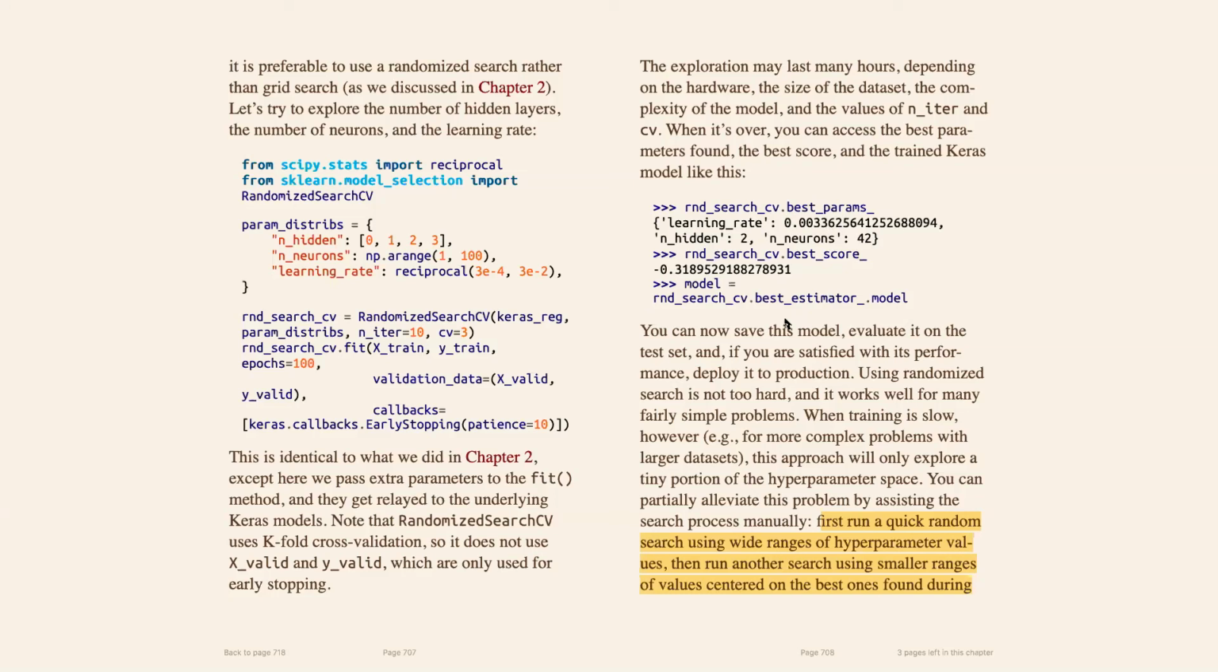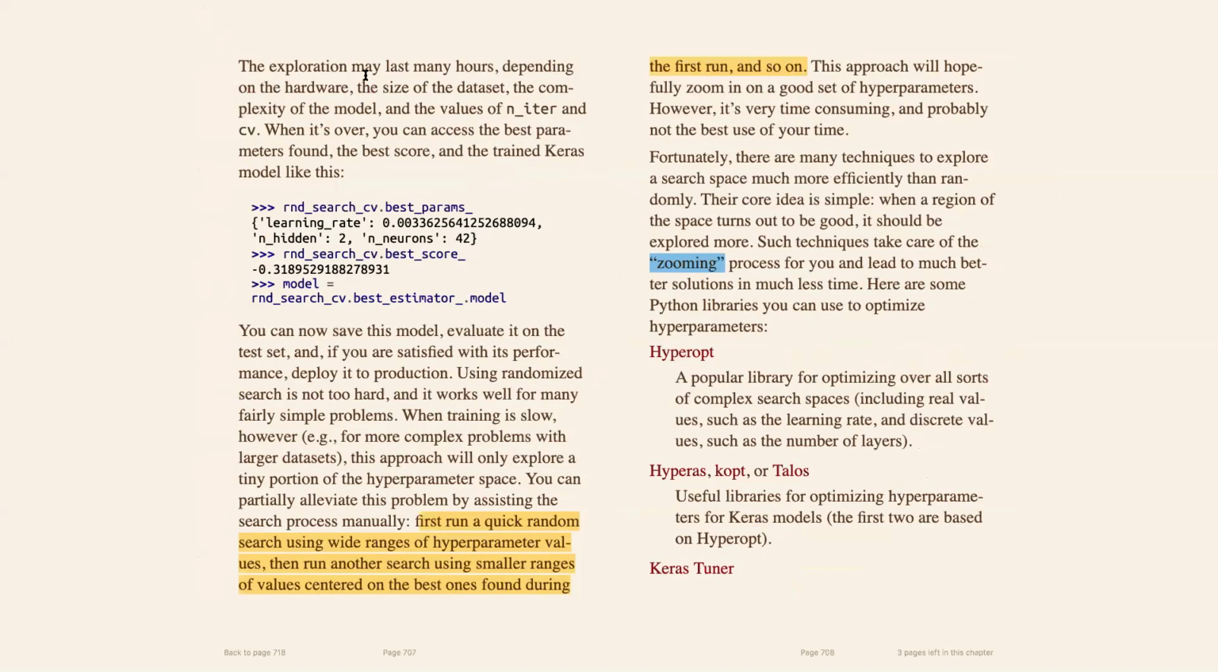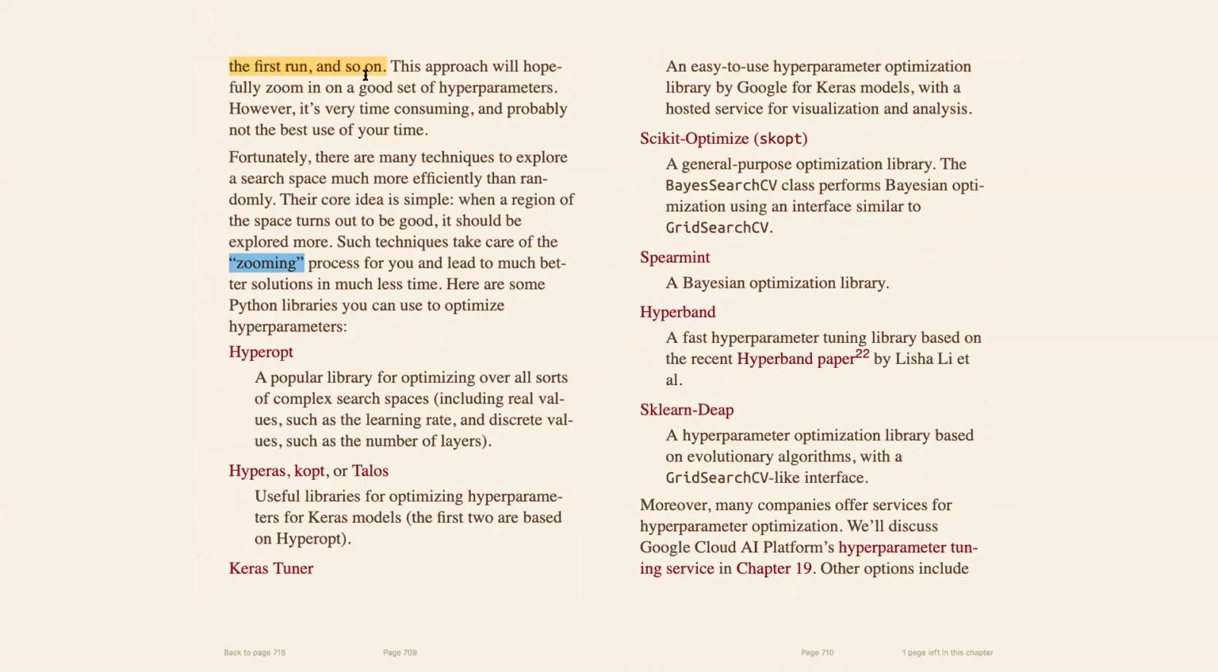Now, this is the point which I was trying to make. Like he said, first run a quick random search using a wide range of hyperparameter values, and then run another search using smaller ranges of values centered on the best one found during the first run, and so on. So what he's trying to say is hyperparameter tuning is actually quite an area of work.